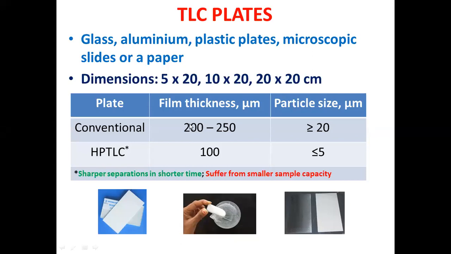The dimensions may be 5 by 20, or 10 by 20, or 20 by 20 centimeters. Here 20 by 20 is going to be the square TLC plate, whereas 5 by 20 or 10 by 20 are the conventional TLC plates, and even 20 by 20 can be a conventional TLC plate. You can see here in the diagrams what I have put here. This is going to be a paper. This is going to be a glass slide over which the stationary phase has been immobilized, and this is going to be aluminum foil. An aluminum plate is going to be employed as a TLC plate for the separation of solutes by the TLC technique.